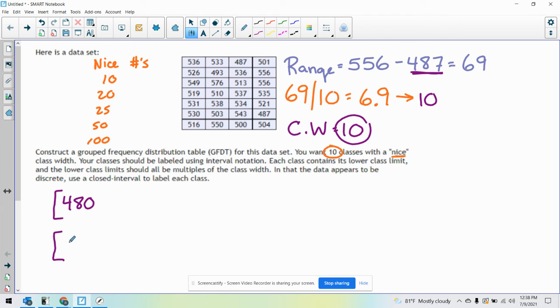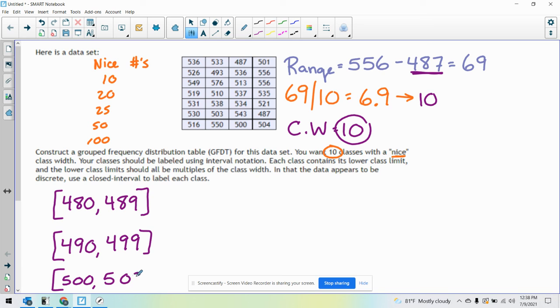Since my class width is 10, my next class is going to start at 490. Next one's going to start at 500, and I'll go down from there. So if this class goes from 480 up to 490, this is going to be from 480 to 489. If this one goes from 490 to 500, this is going to go from 490 to 499. Then 500 to 509, and you'll see the pattern continues all the way down.